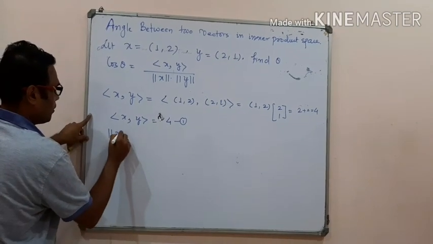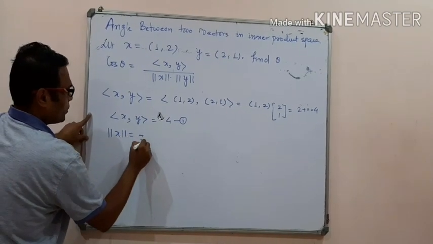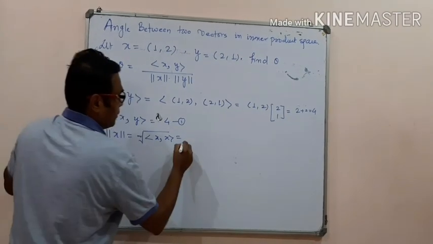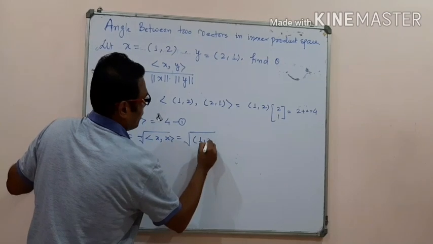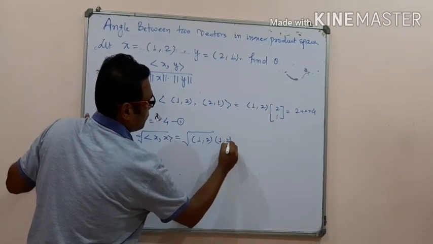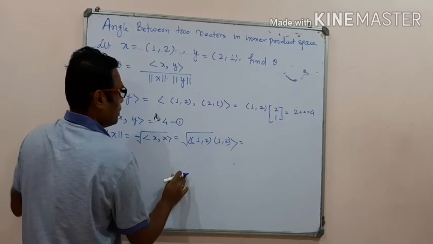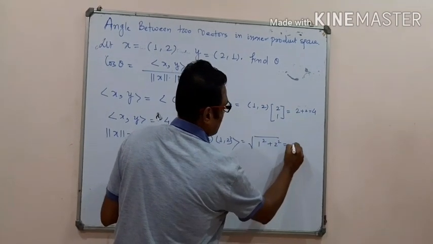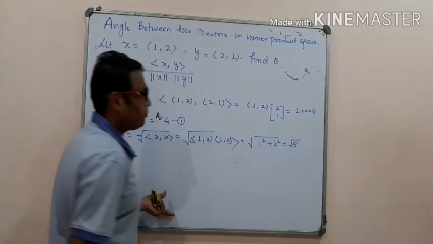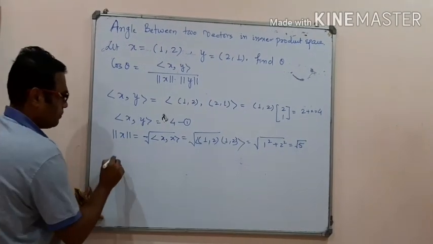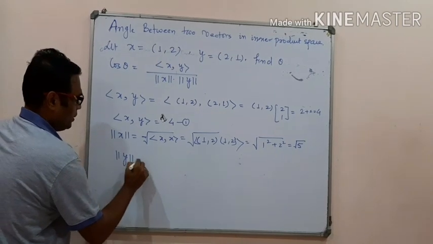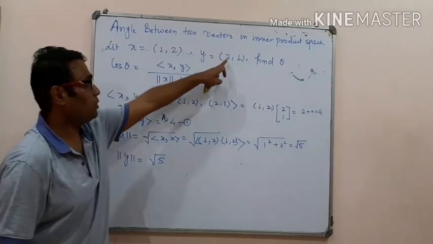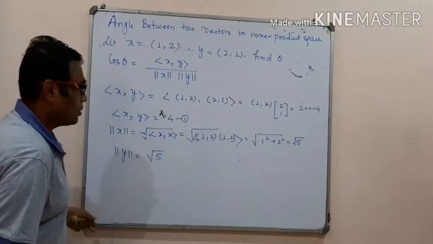Now we calculate the norm. The norm is the positive square root of the inner product of x, x, which is (1, 2) multiplied by (1, 2). This is equal to root over 1 square plus 2 square, that is equal to root 5. Similarly, the norm of y is equal to root 5, because again it is (2, 1), so 2 square plus 1 square, that is equal to root 5.